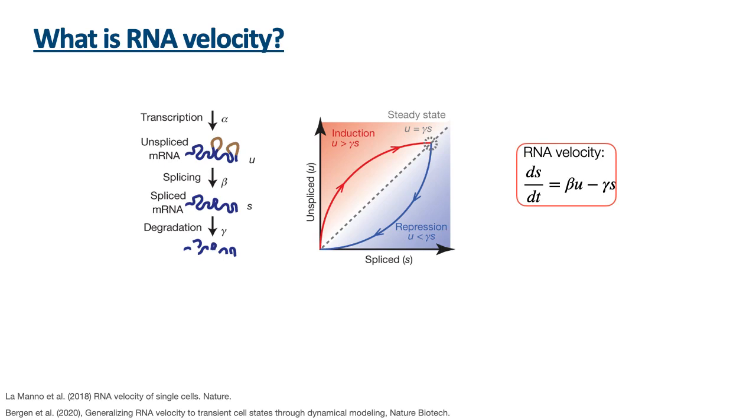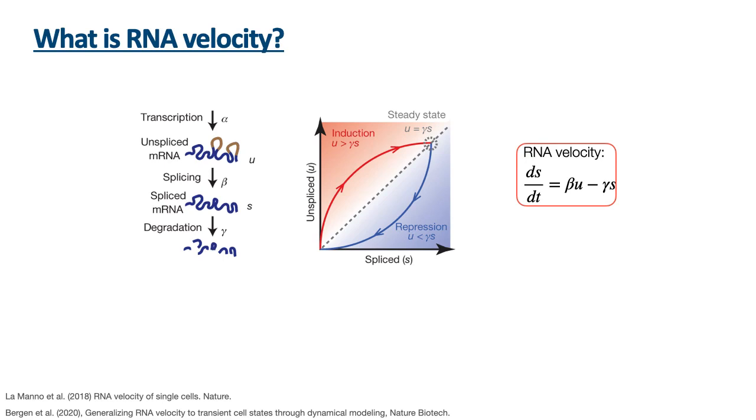presence of introns. So if we follow an RNA molecule through time, it is first transcribed with a rate alpha, giving us a new unspliced RNA molecule, which is then spliced with a rate beta, and this spliced RNA molecule is then degraded with a rate gamma.